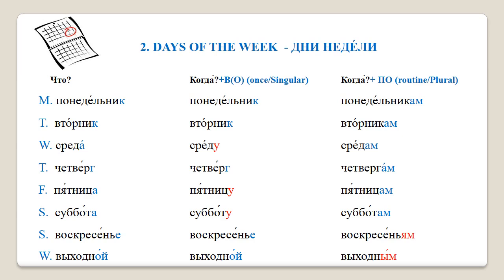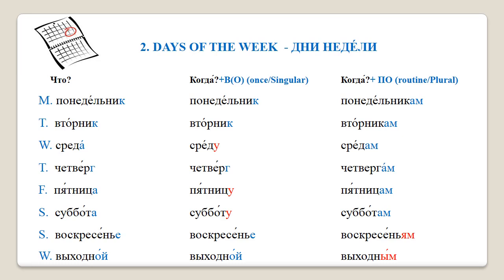For now, let's just remember that if we want to talk about something happening on a specific day of the week, we will use preposition в. All the masculine and neuter days of the week will stay the same as they are in nominative case or in their dictionary form, and feminine days of the week will change their ending from а to у.